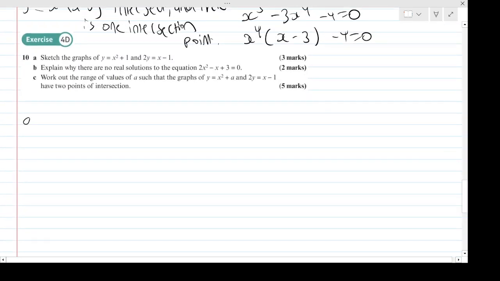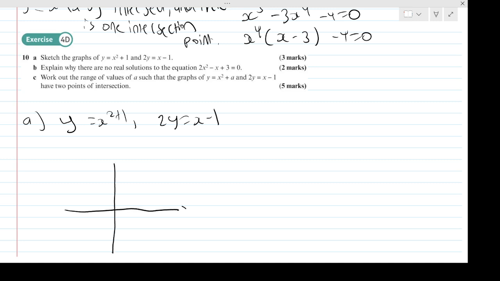So this question, first it's again asking to sketch the graph y is x squared plus 1 and 2y is x minus 1. Okay, quite awkward graphs actually. So let's draw our axis then. Well, firstly, let's consider this graph, the quadratic. What type of quadratic? It's going to be a positive one because we have positive x squared. So it's going to be a positive U shape, a smiley shape.